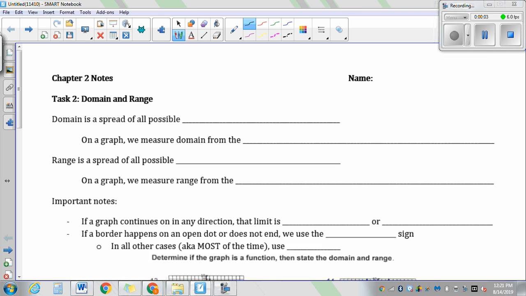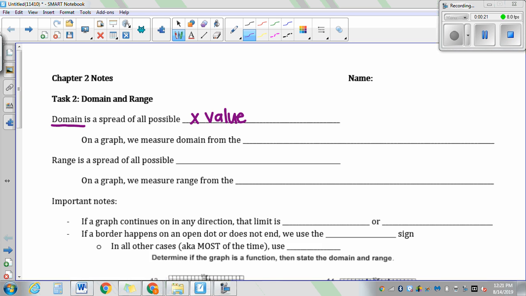For this test, we're going to be talking about domain and range of functions. So it's important to talk about what those are first. The domain is a spread of all the possible x values. So any x value that is there is the domain.